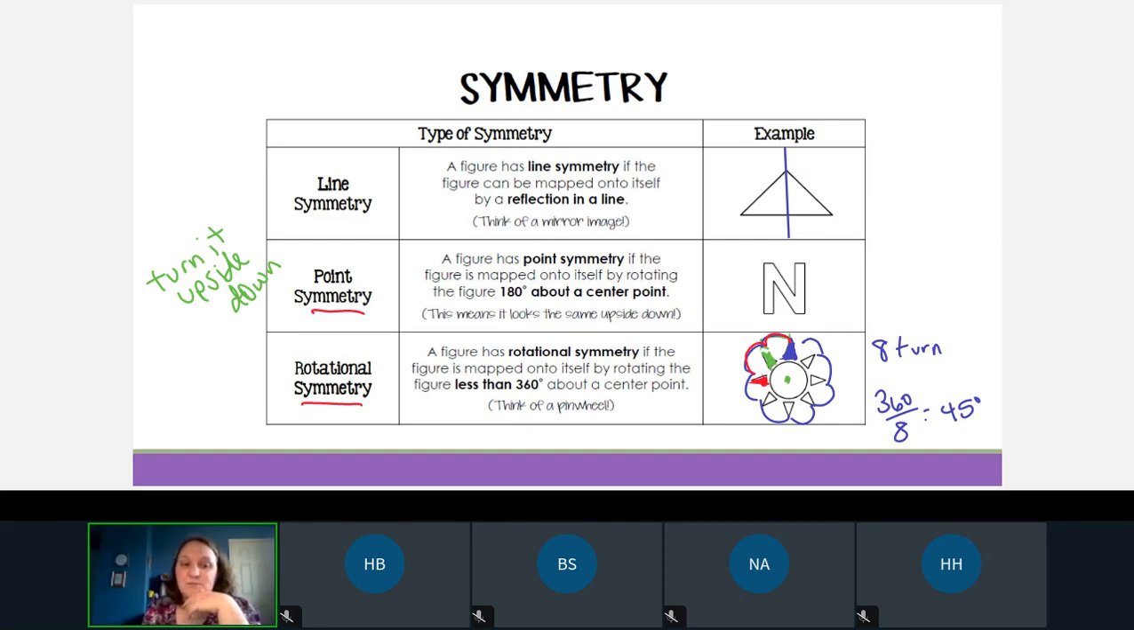If a shape has point symmetry, then it has to have rotational symmetry, because this 180 degrees meets this less than 360 criteria. So if you're going to tell me it has point symmetry, then it definitely has rotational symmetry. This point symmetry is just a very specific case of rotational, and we'll see an example of that.